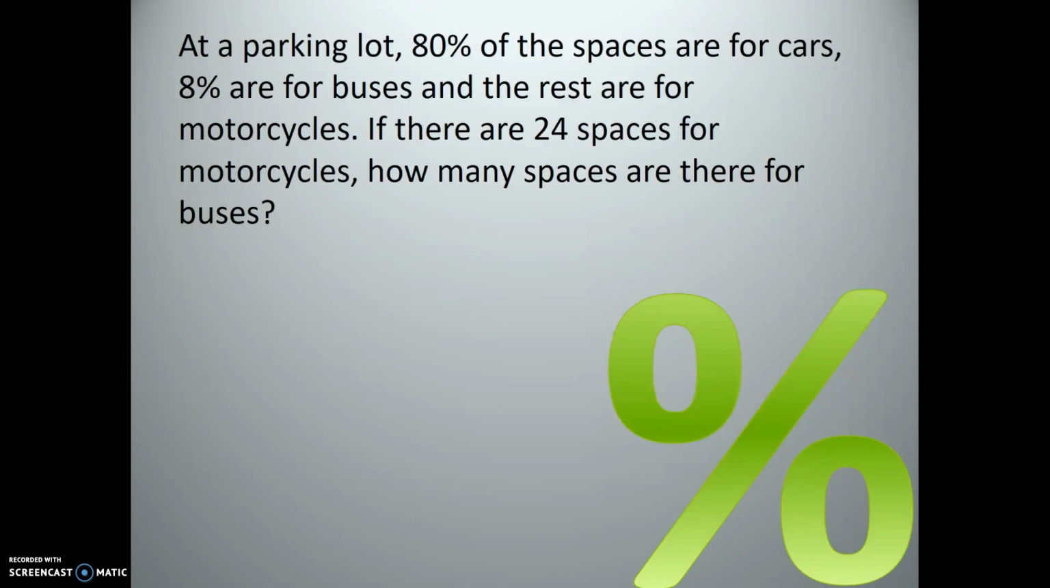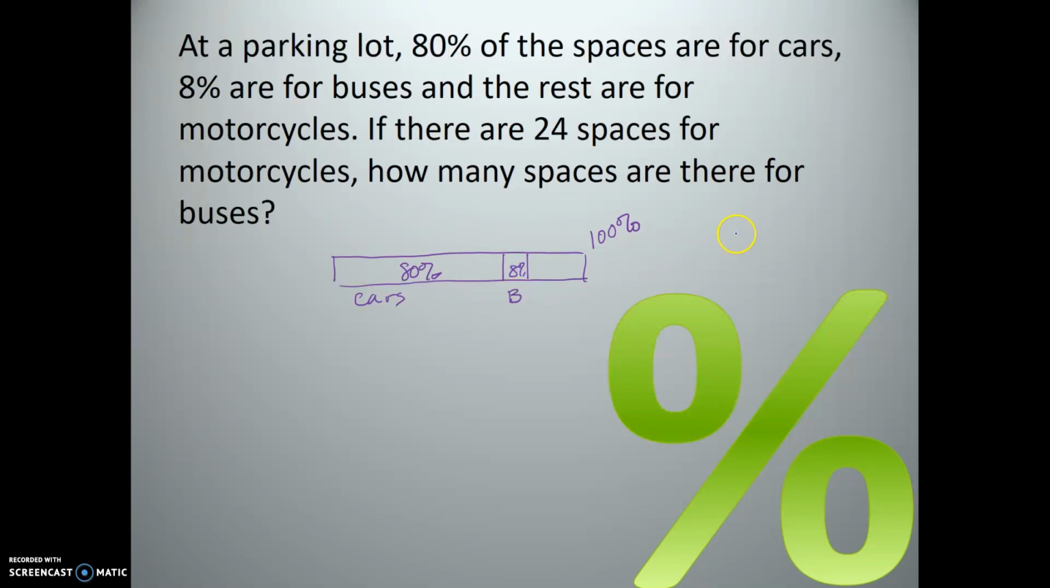are for buses, and the rest are for motorcycles. If there are 24 spaces for motorcycles, how many spaces are there for buses? All right, so here's my 100%. That's my entire parking lot. And it says that 80% are for cars, 8% are for buses, and the rest are for motorcycles.